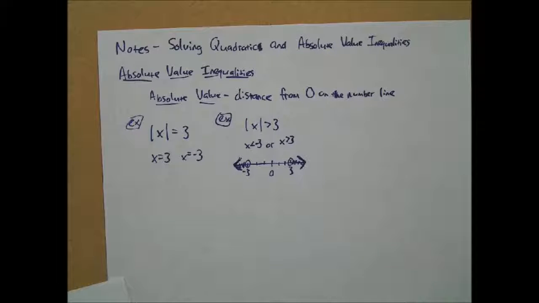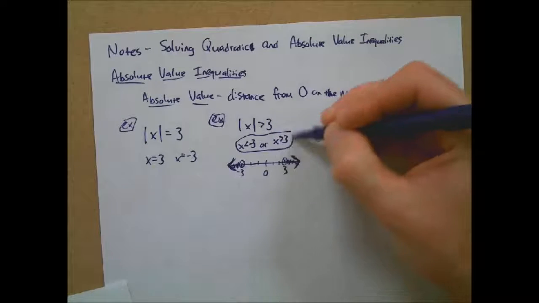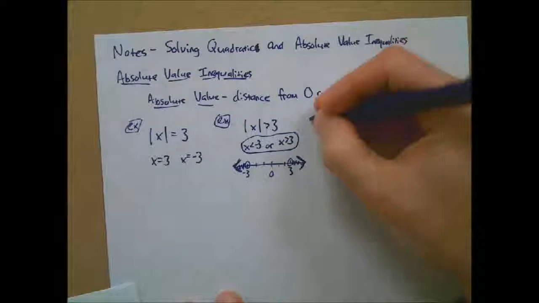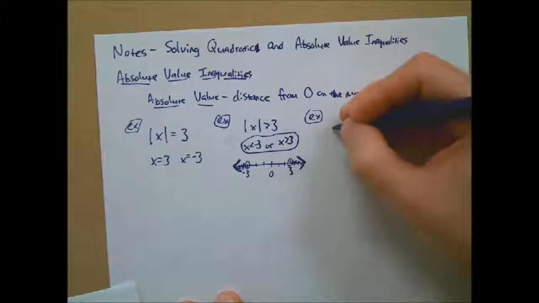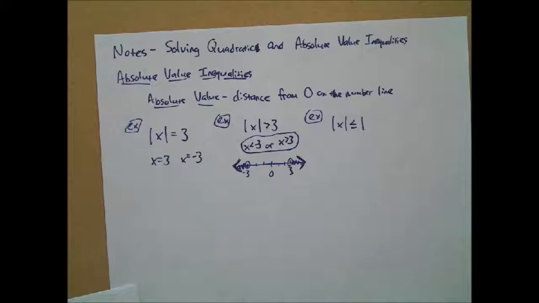All right. But there we go. Our solutions. All right. And then let's do one more here, one more simple one. Absolute value of x is less than or equal to 1. Okay, absolute value of x is less than or equal to 1. So we want to, again, come up with the solutions here.